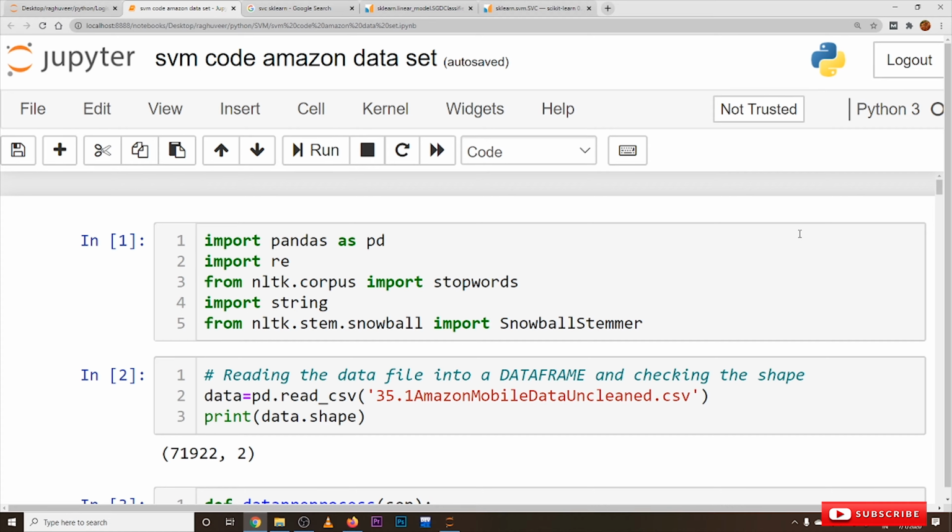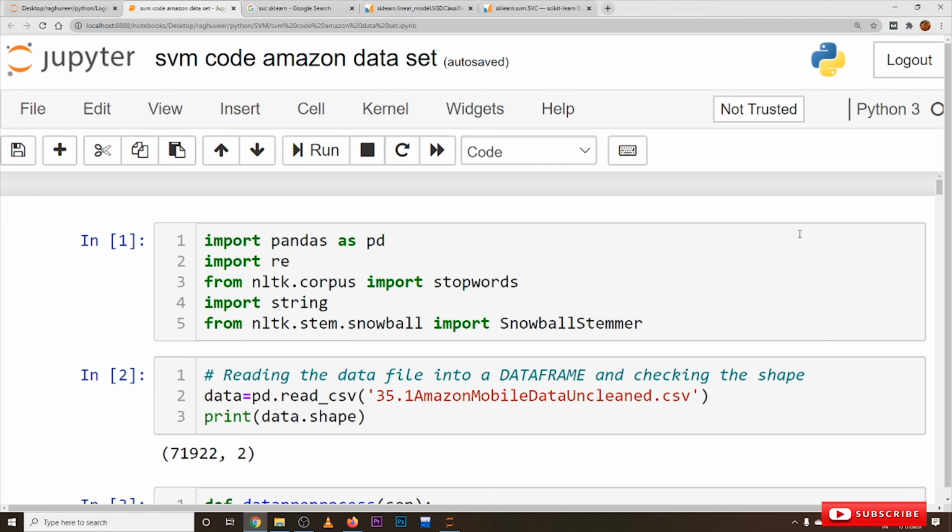In this class we will discuss the coding part for support vector machine. In our previous classes we clearly discussed the mathematical part required for support vector machine. Most of the coding part was already discussed in the naive Bayes model for the Amazon mobile dataset.